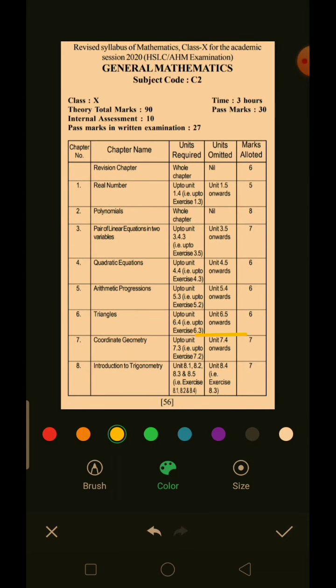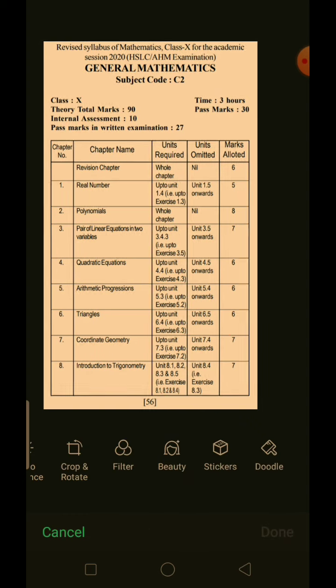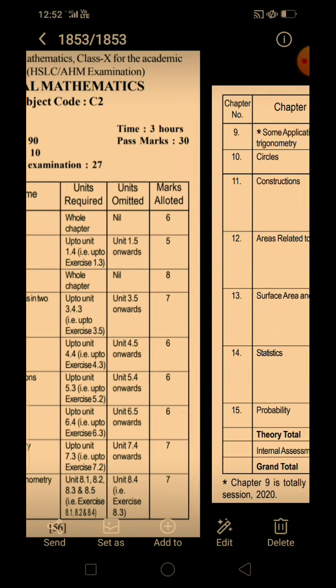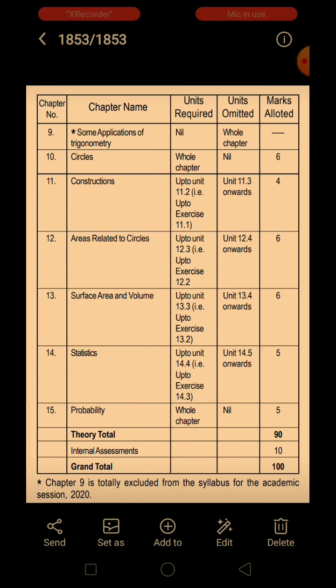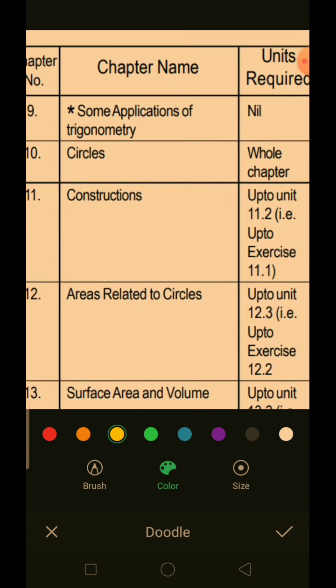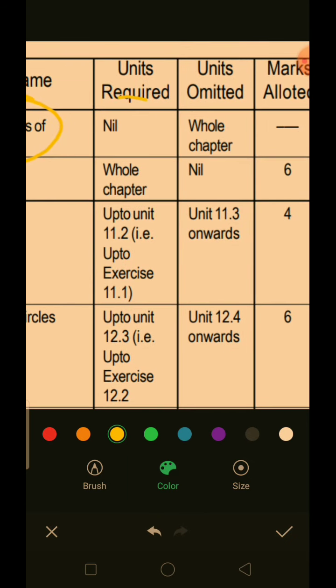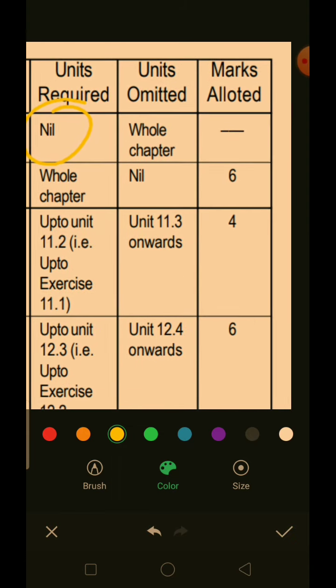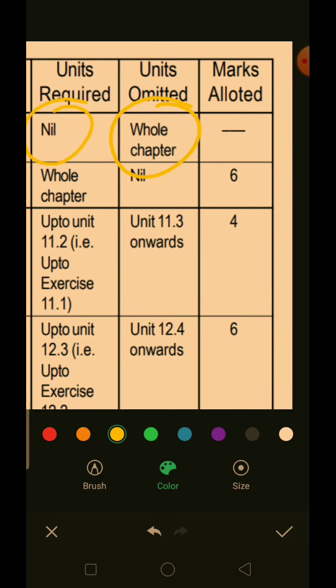And moving on, you have another page, and that is unit 9. You would see that unit 9 has been left out, and you don't need to study anything on unit 9, which is the unit that talks about some applications of trigonometry. Units that you require to study is nil. The whole chapter has been left out, so that is why there are no marks allotted for that section.